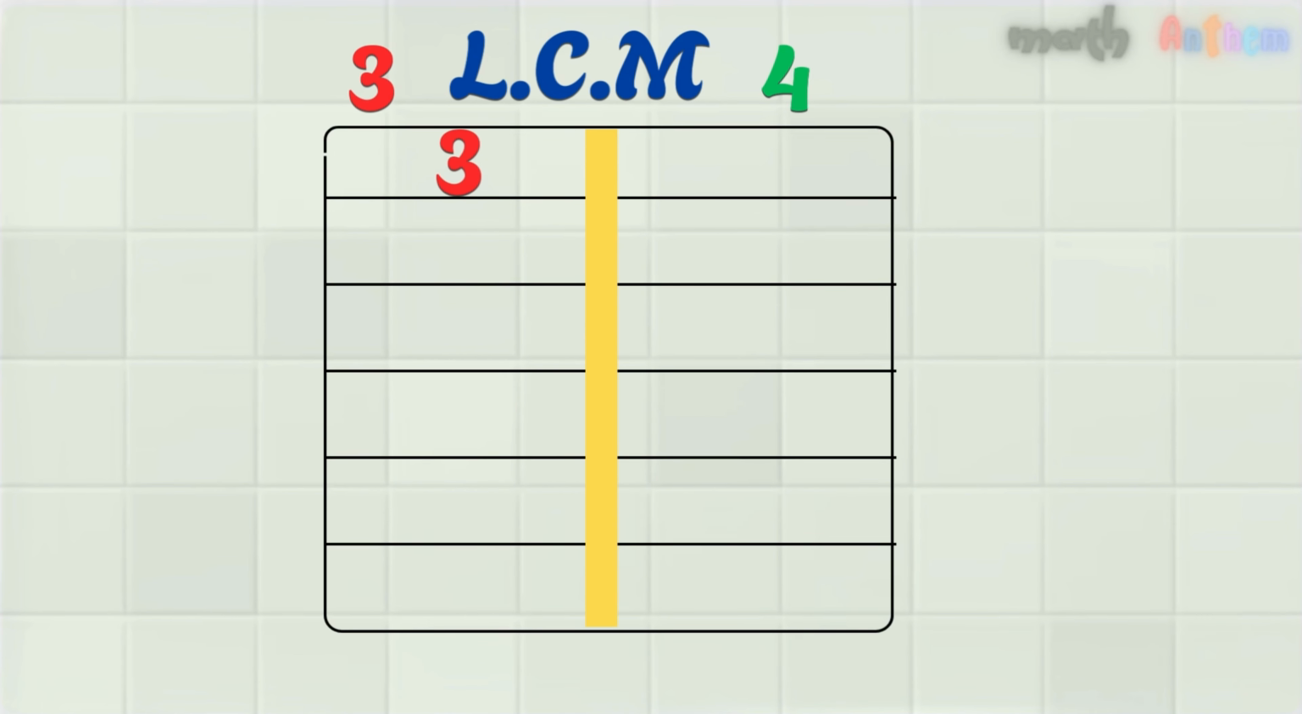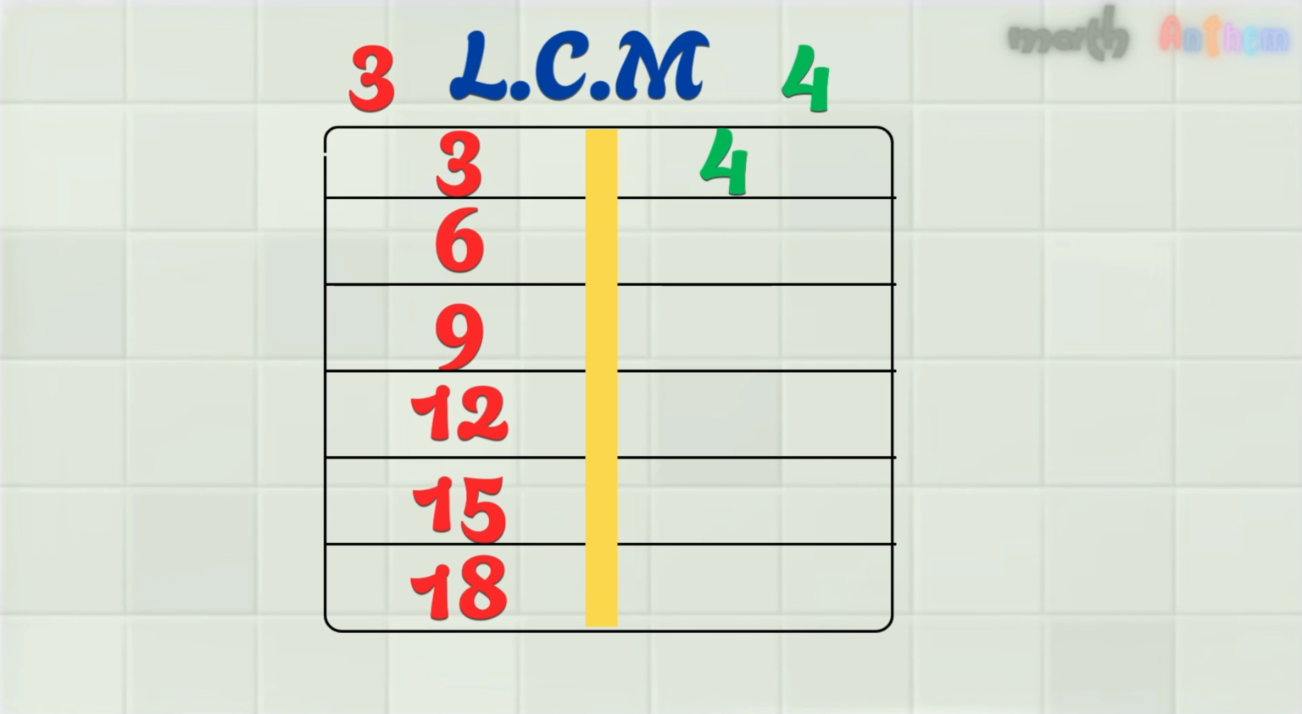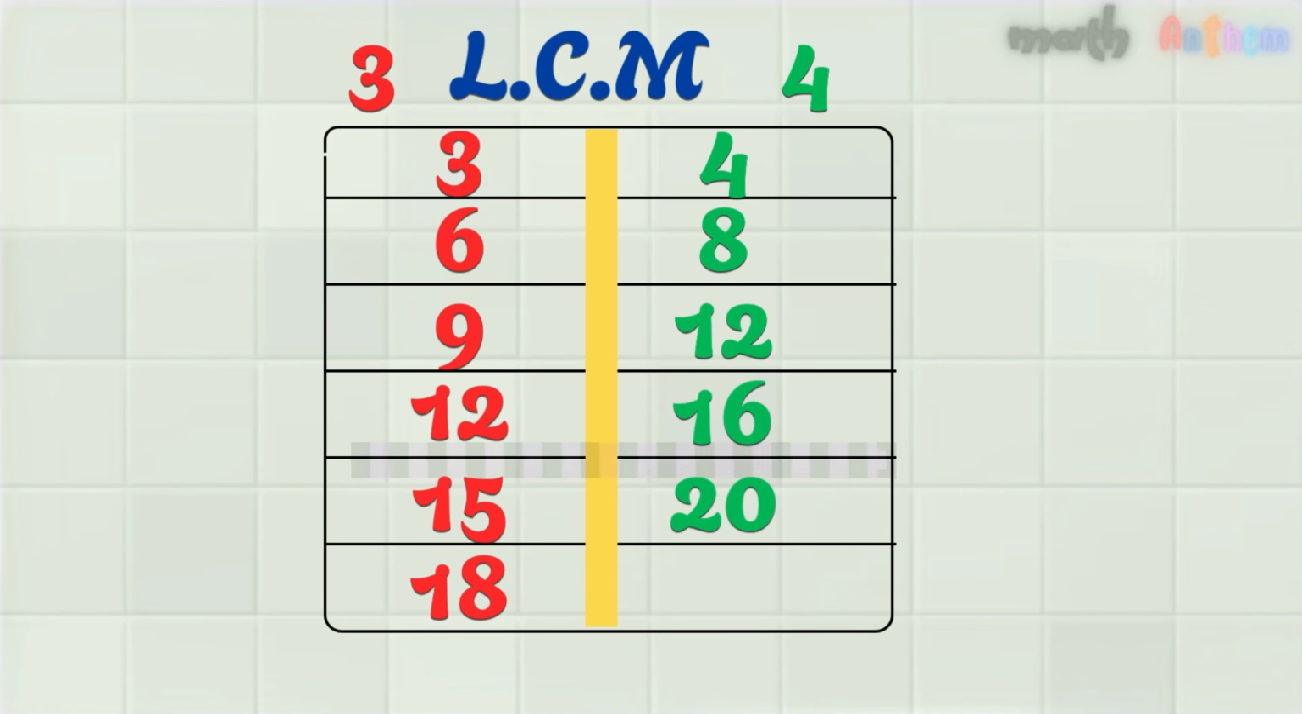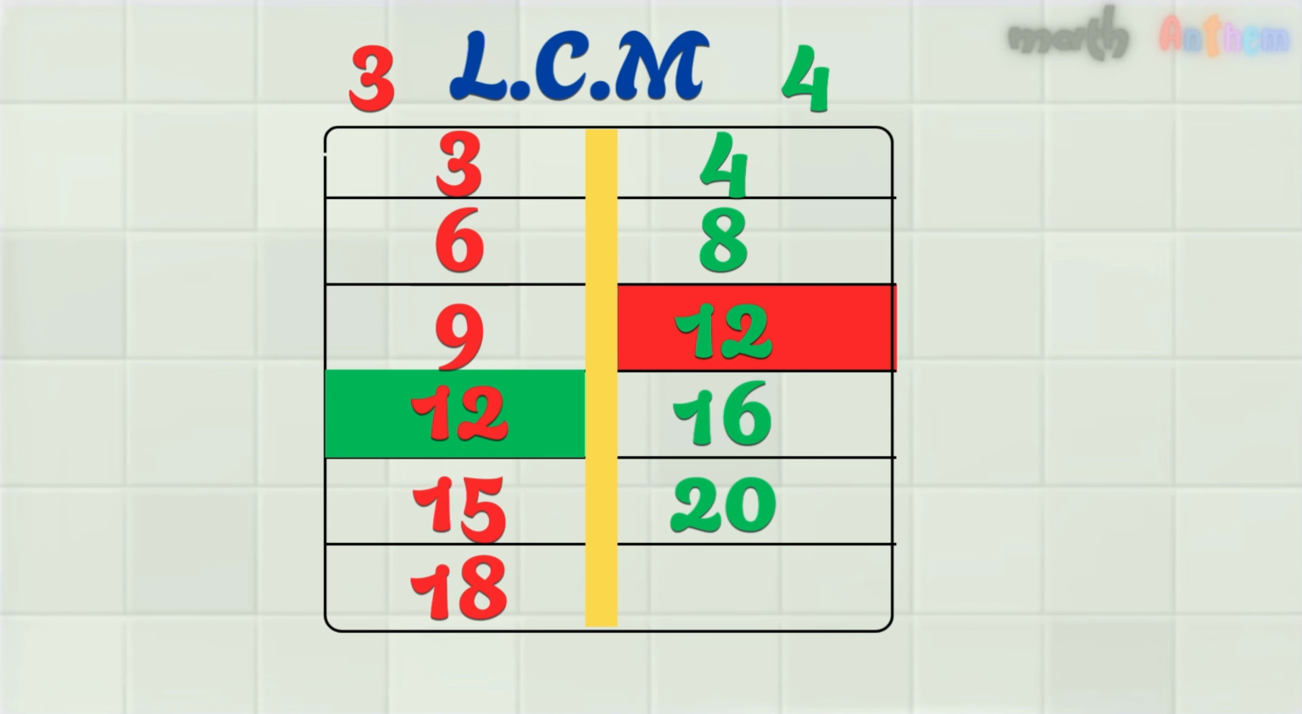Example 1. LCM of 3 and 4. Step 1. List the multiples. Multiples of 3: 3, 6, 9, 12, 15, 18. Multiples of 4: 4, 8, 12, 16, 20. Step 2. Find the smallest number they share. Both lists include 12. So, the LCM of 3 and 4 is 12.